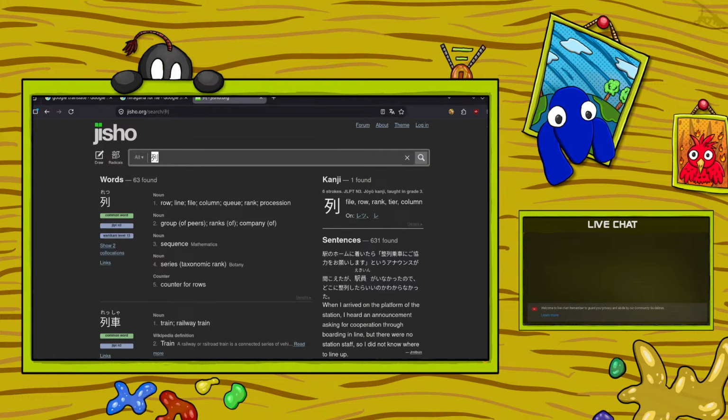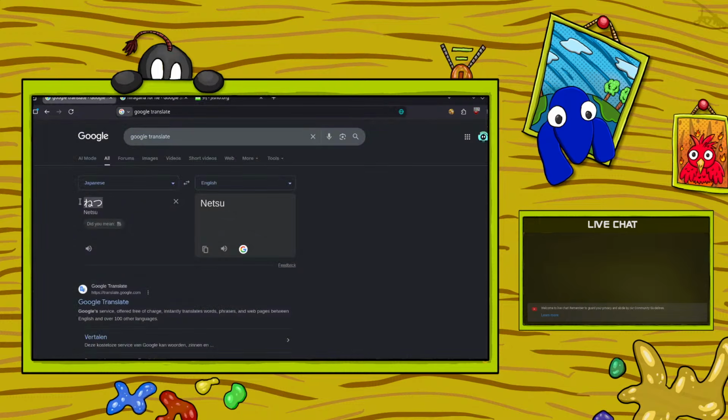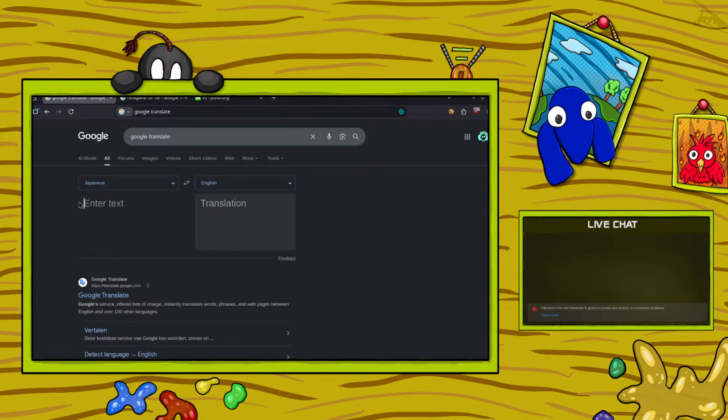A line, a row, a thing. Alright, cool. So this is indeed correct. And which one is it? It's the ZN. Oh, it's a ZN, so it's a ro, it's a re. So it's retsu. Retsu. Alright, fine. That's doable. Although it was very, very hard to find because clearly I could not see it in the translation.